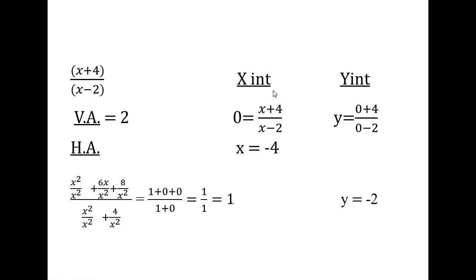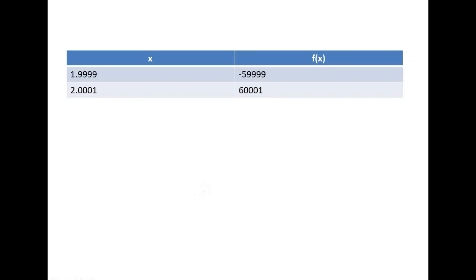For the x-intercept, you set y equal to 0 and solve for x, which gives you x equals -4. For the y-intercept, you set x equal to 0 and solve for y, which gives you y equal to -2. So now we have that finished.